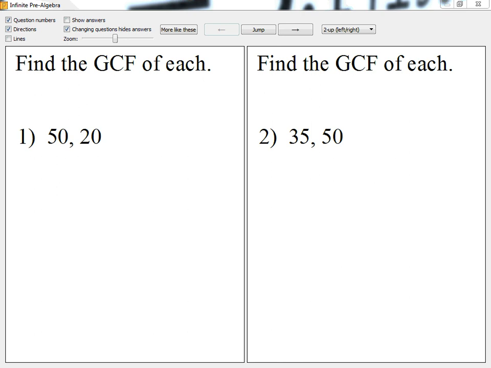Alright, so for a review for the test for tomorrow, we're looking at greatest common factor and least common multiple. So the front side, we have greatest common factor.